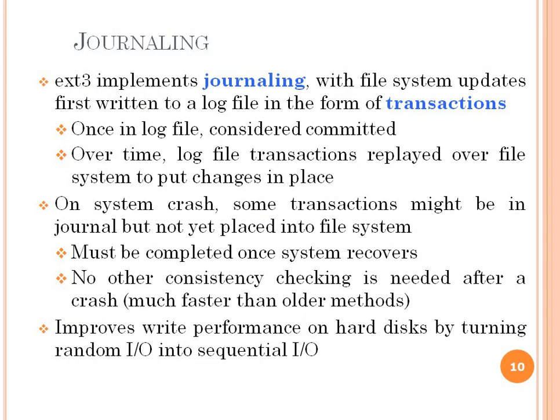Now one more important concept with respect to the file system of Linux is journaling. Ext3 implements journaling, which is actually log maintenance, where the file system updates are first written to the log file in the form of transactions. The logs are maintained from transactions that are to be considered as committed in the file system. Over time, the log file transactions are replayed when there is a problem with respect to any kind of system crash or file crash.